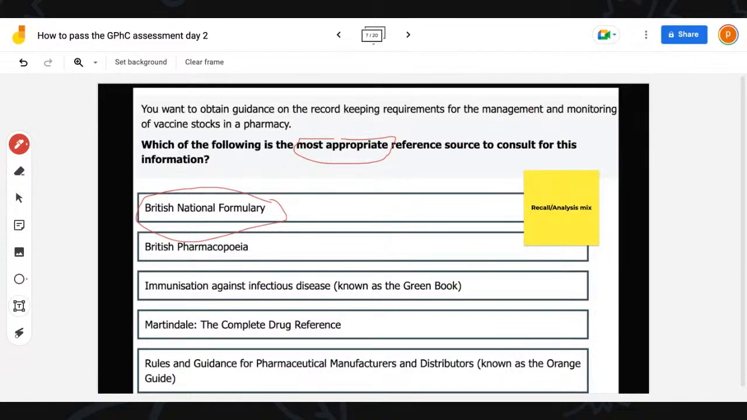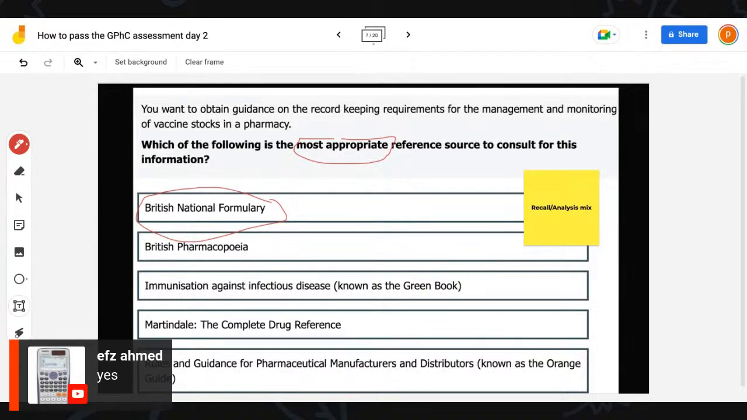If you open your BNF and you went into a section with vaccines, can you get some information about vaccines? Give me a yes or a no. Let me know. Let me see your comments. Fantastic. I've got yes. I've got yes. Great stuff.